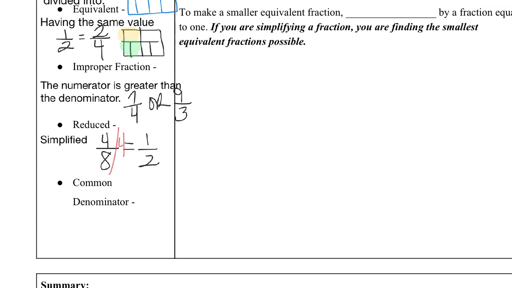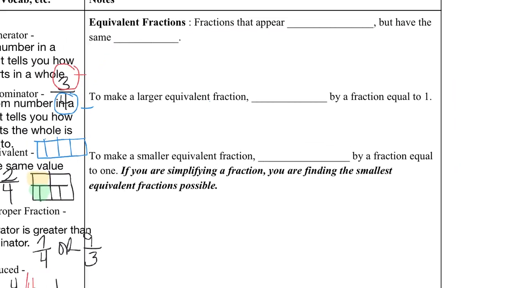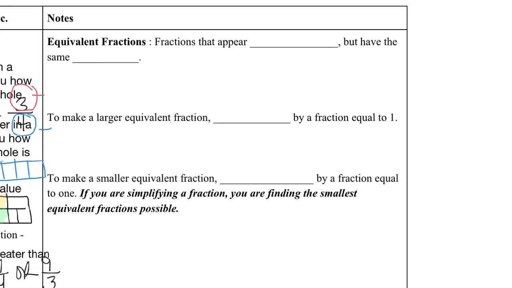A common denominator is a shared multiple of the denominators. For example, if we had the fractions 1/4 and 1/6, we'd use our LCM for 4 and 6 and try to make the denominators the same. All right, let's move over to the notes portion.